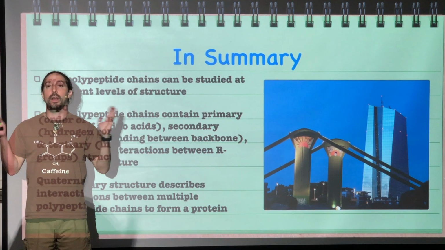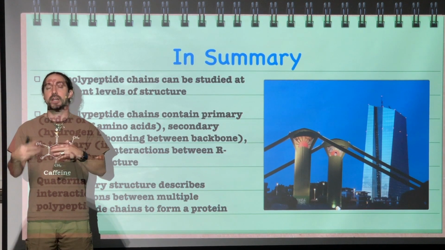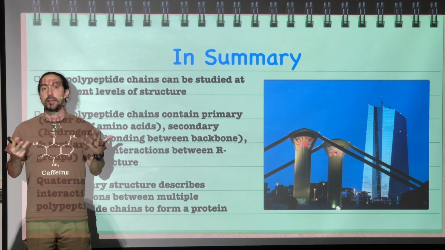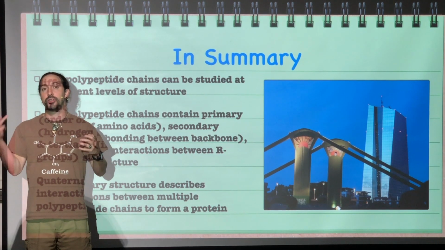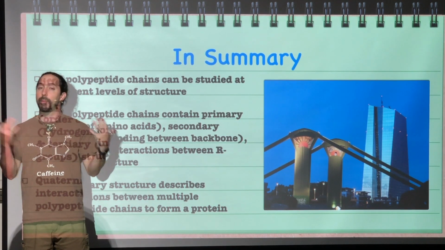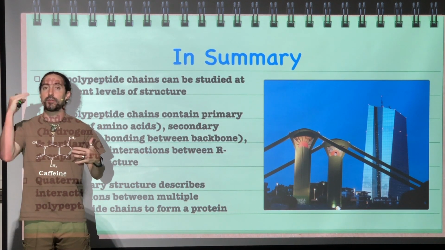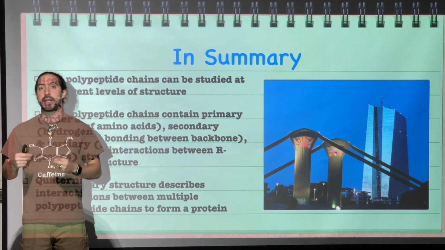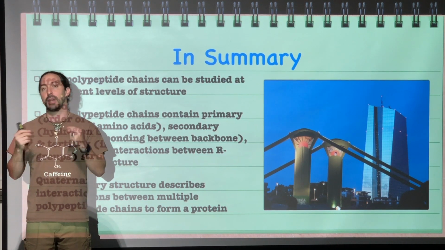So that's the 4 levels of structure that a polypeptide chain or a protein could have: primary, secondary, tertiary, or quaternary structure. And we can analyze our proteins or our polypeptide chains at any one of these levels to fully understand what's going on at a deeper level.